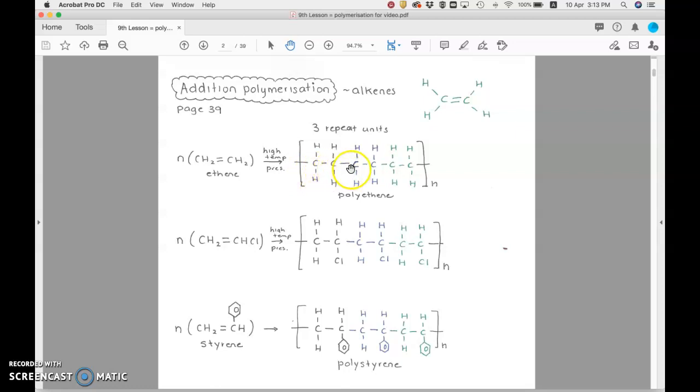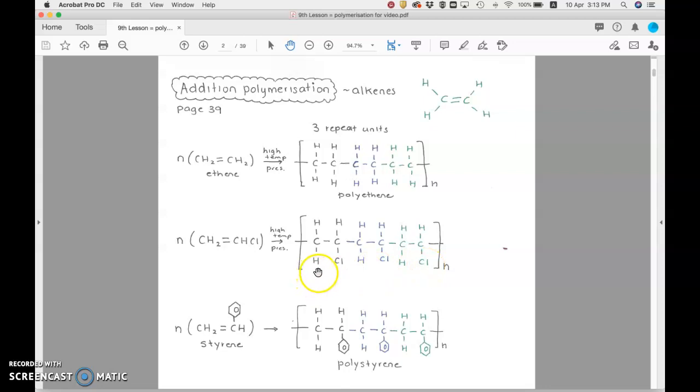Notice the double bonds are no longer here, they're all single bonds. The name is polyethene, which is the name of the monomer with the prefix poly in front. Here's another example from level 2 where I've got chloroethene. One of the hydrogens has been replaced with a chlorine atom. Doesn't matter which hydrogen you choose, but you'll notice that if you look carefully, it's only every second carbon that has got a chlorine atom.